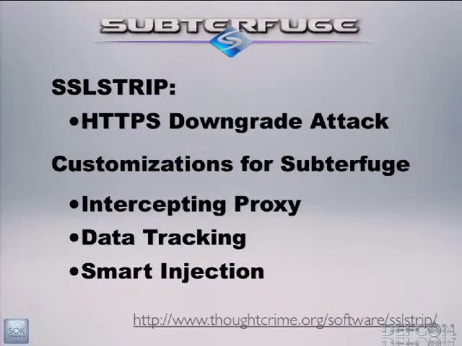Right, so something else we used as a big backbone component of Subterfuge is SSL strip. Moxie Marlinspike released SSL strip at Black Hat in 2009, and it runs an HTTPS downgrade attack. When we first came across SSL strip and started looking into the code, we almost felt like we died and went to heaven, because it's written in Python, for one. For two, it also acts a little bit like an intercepting proxy. So we went ahead and customized it to use those features to log basically everything.